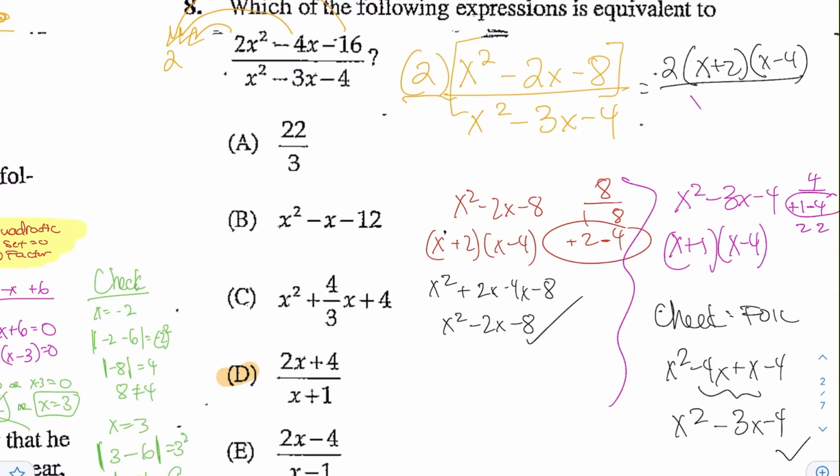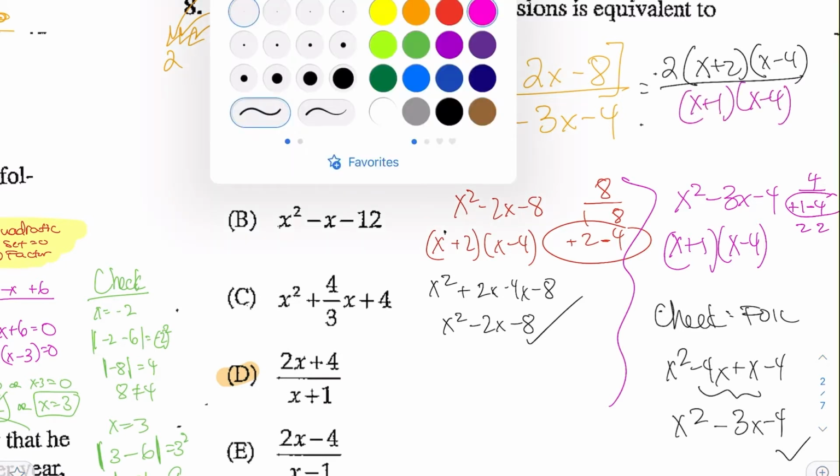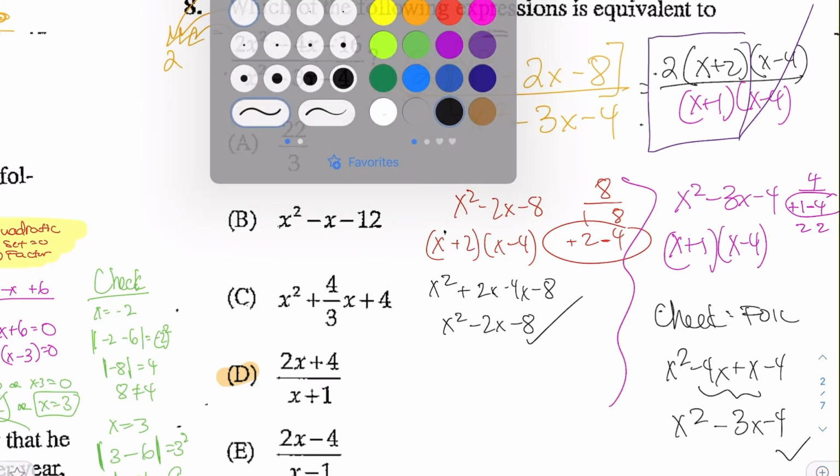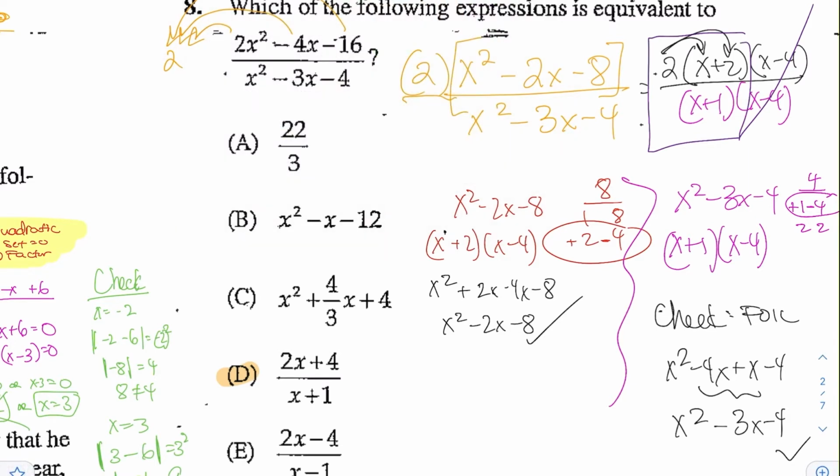Then when you put this in the denominator, you see that x minus 4 actually cancels out with the x minus 4 in the numerator. So because that's gone, you have this left. And from here, you can just redistribute the numerator to give you choice D, 2x plus 4 divided by x plus 1. So for number 8, you have to factor a couple times, and then you cross out any common factors.